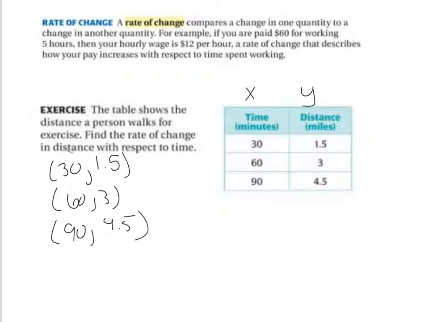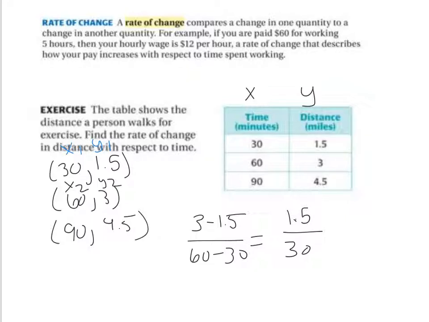So now if I go x1, y1, x2, y2, if I just pick those two, I would get 3 minus 1.5 over 60 minus 30, which equals 1.5 over 30. Now here's the difference. See, rate of change, you don't want to leave it as a fraction. So get your calculator out, divide these. You get 0.05.